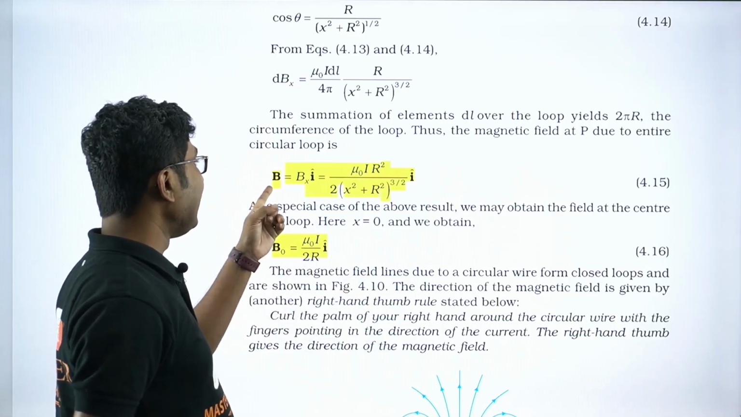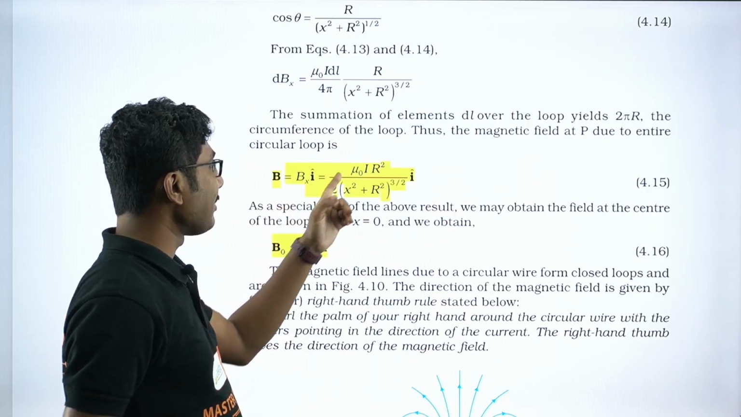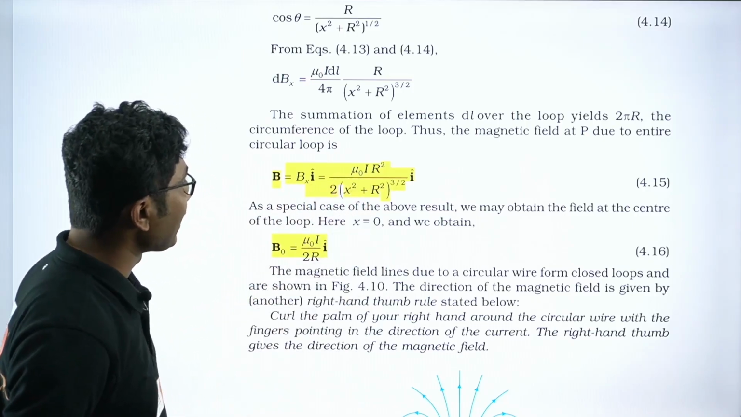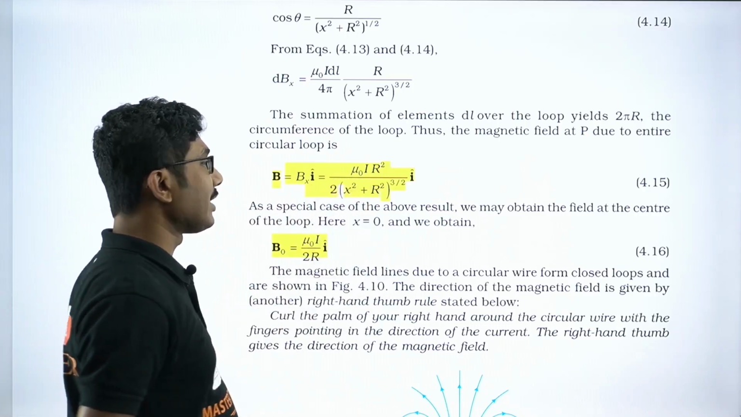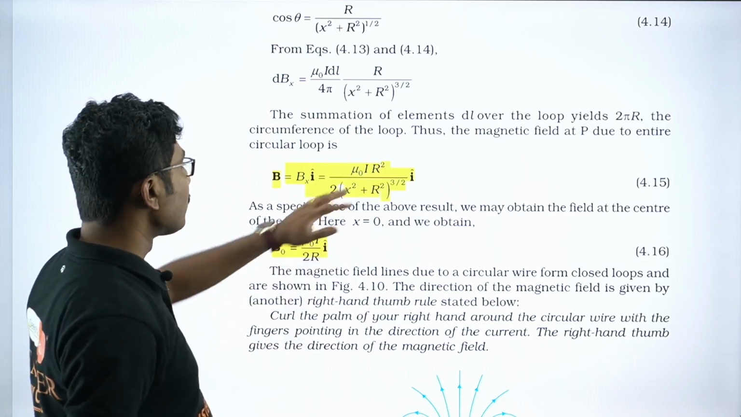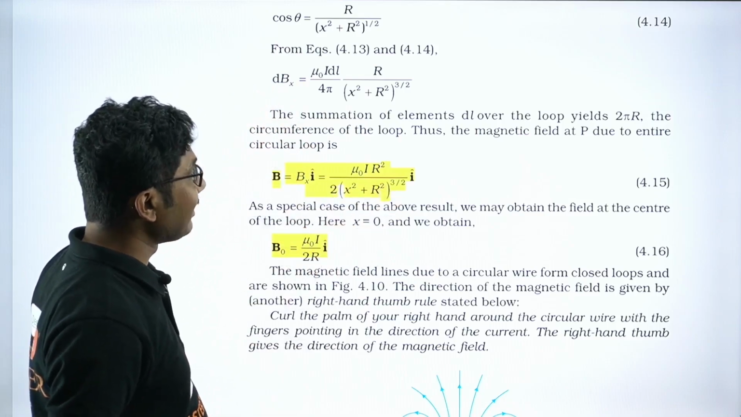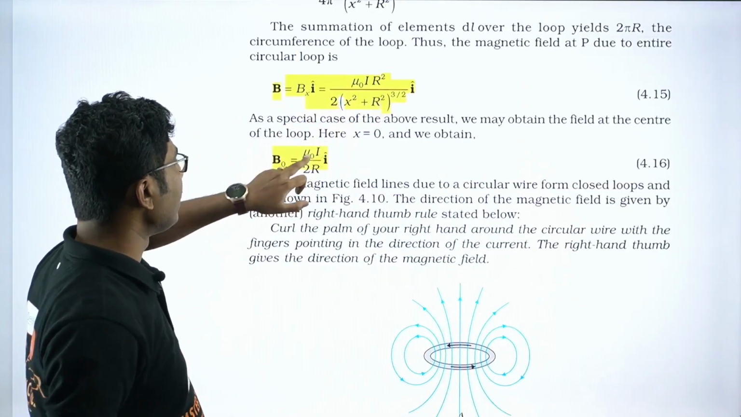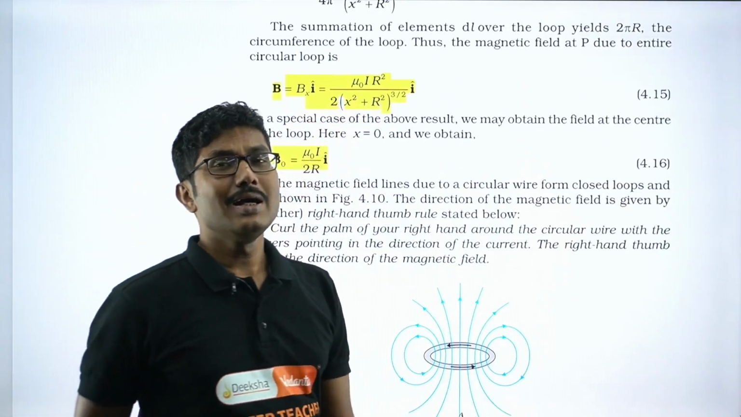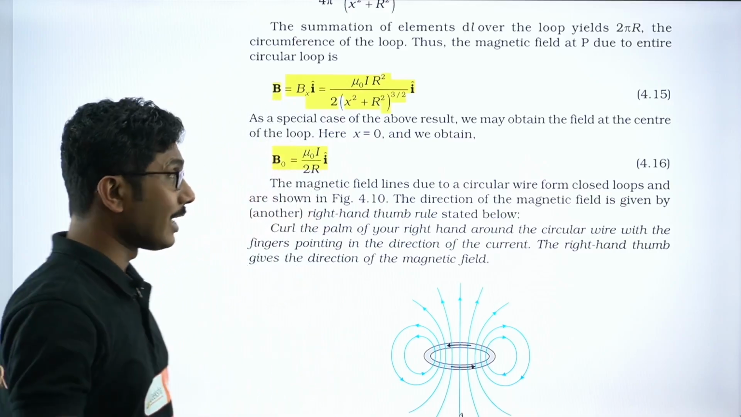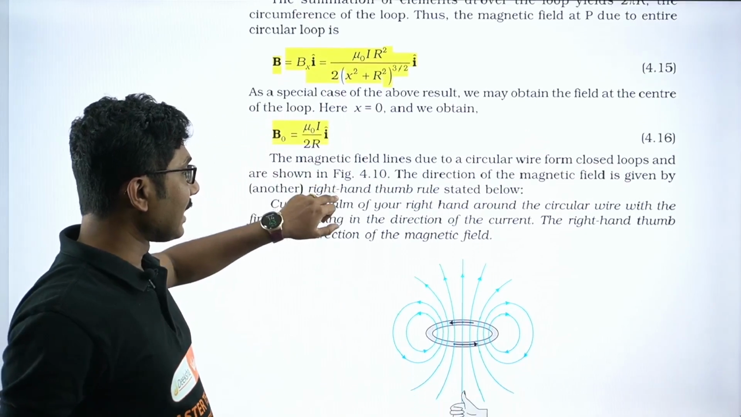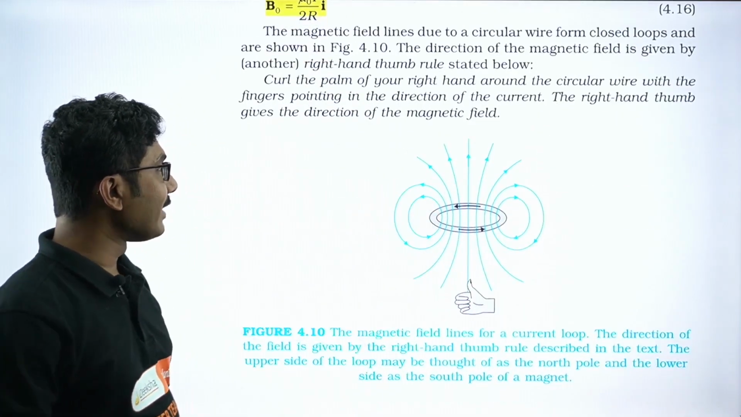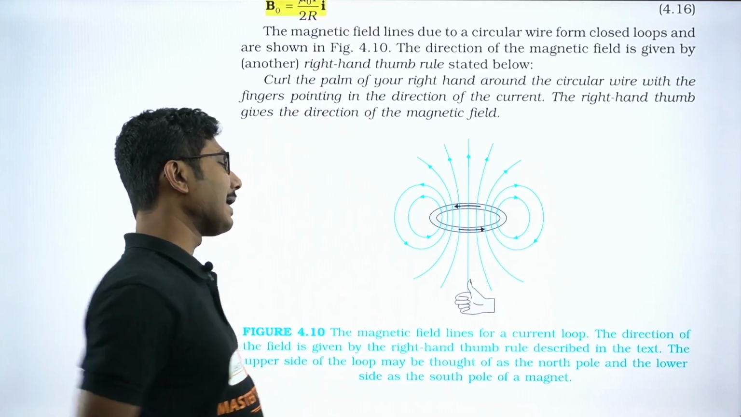Now B is basically given by Bx i cap equals mu naught I r square divided by 2 times x square plus r square to the power 3 by 2. So this is the general magnetic field on the axis, and if you put x equals to 0, you get the magnetic field at the center of the current carrying loop, right? So this is the current carrying loop. So you can find the magnetic field due to a current carrying loop as well.